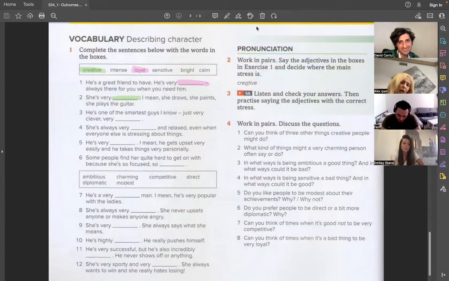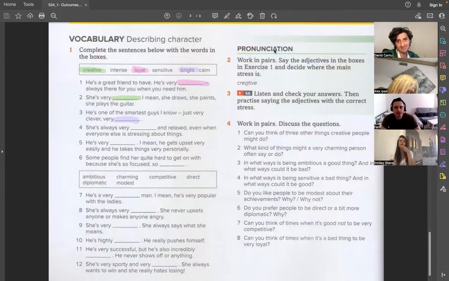Okay, Emily? How do you pronounce? Creative. He's one of the smartest guys I know. Just very clever, very bright. Very bright. Okay, back to Ara.